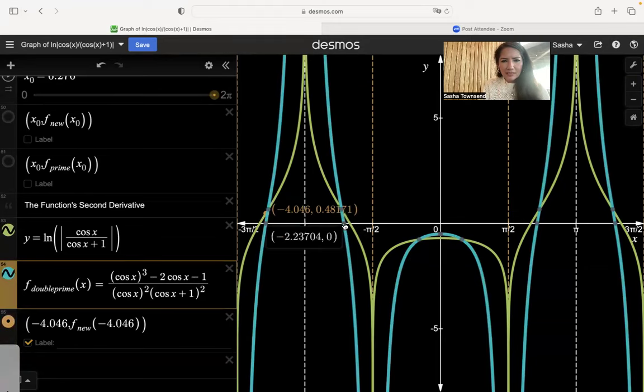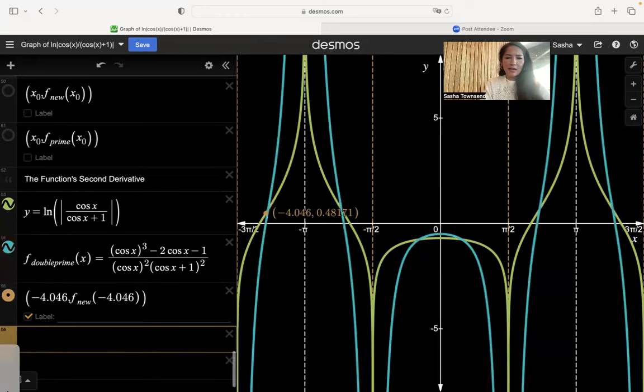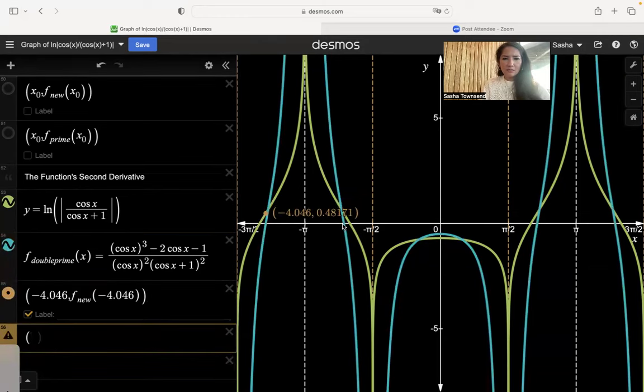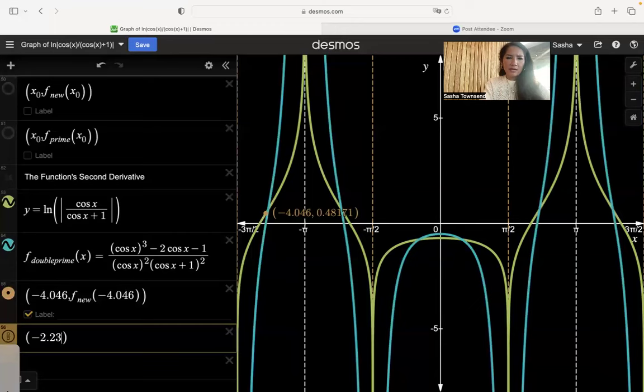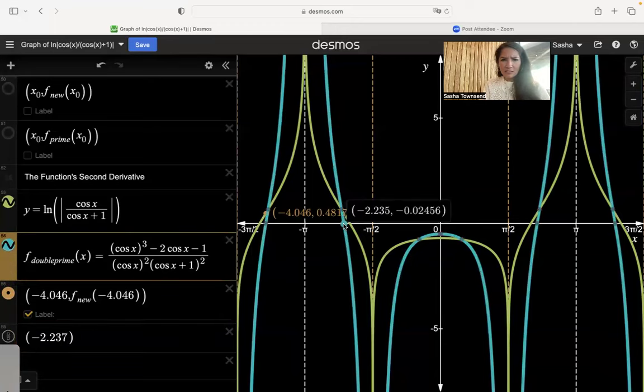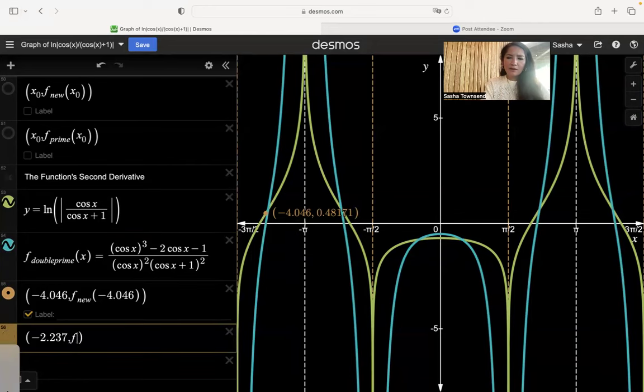And then at this point, at x equals approximately negative 2.237, the graph goes from concave upward to concave downward because the second derivative goes from positive to 0 to negative. So let's evaluate F nu at that point. That's negative, whoops, negative 2.237 approximately. Is that what it was? We want F nu evaluated there.